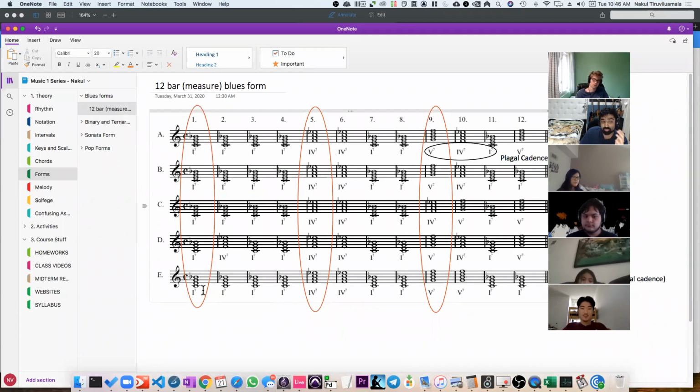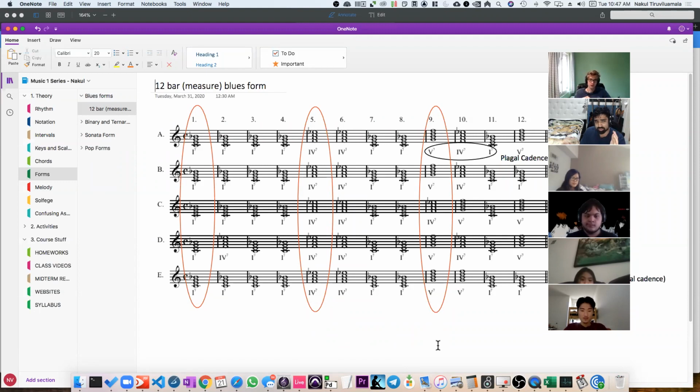The main thing about the 12-bar blues form that you'll see a lot is that essentially you'll see something on bar 1, you'll see something on bar 5, and you'll see a different chord on bar 9. Specifically, you'll see the 1 chord on bar 1, the 4 chord on bar 5, and most often the 5 chord on bar 9, okay? That's the most common blues form that you'll encounter.